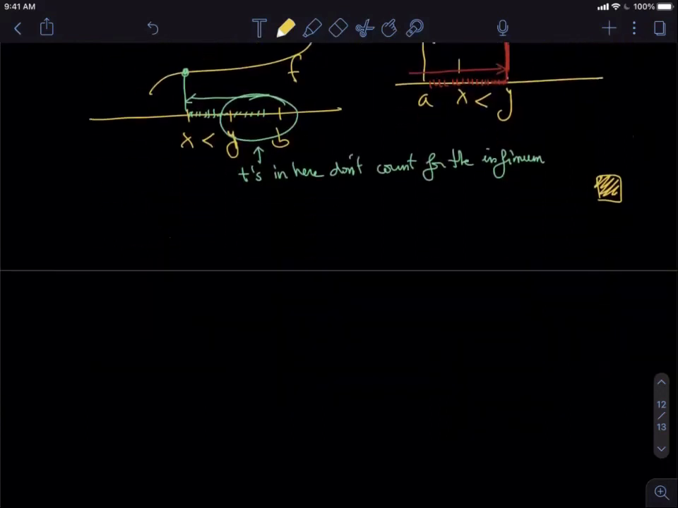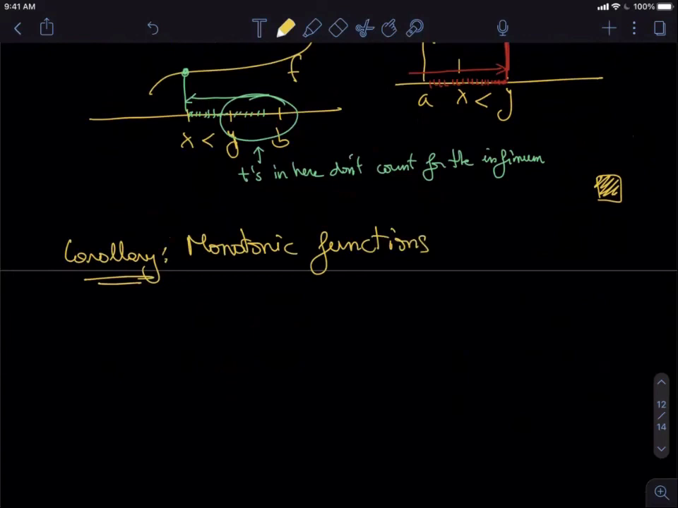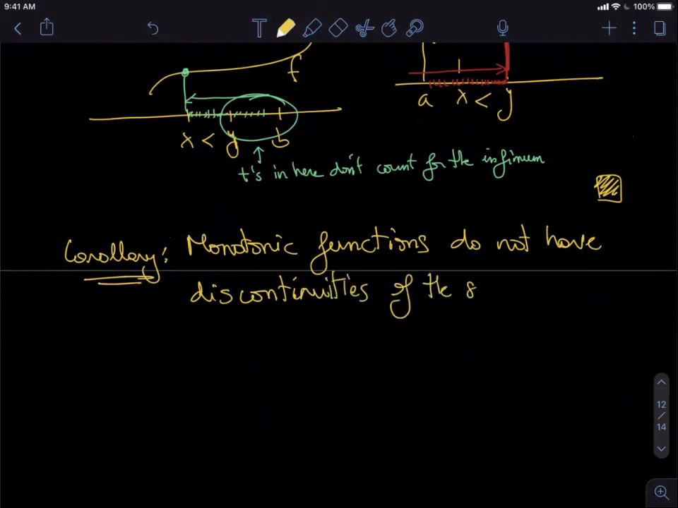Now, an important consequence, corollary, is that monotonic functions do not have discontinuities of the second kind.